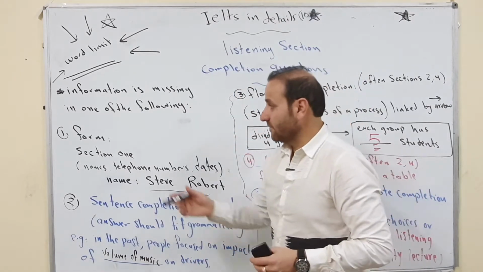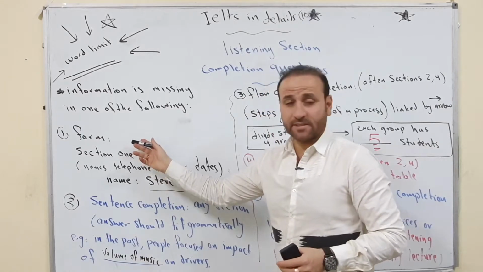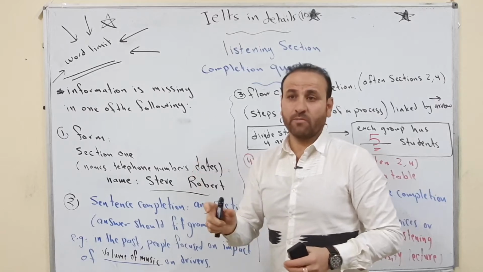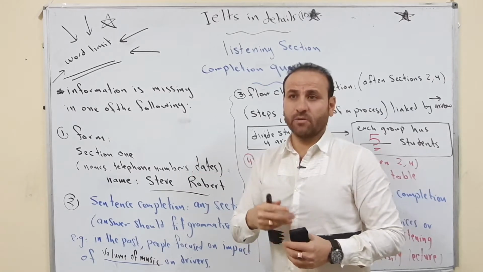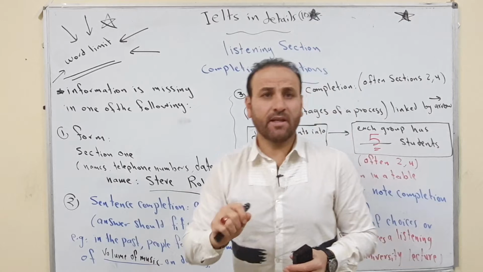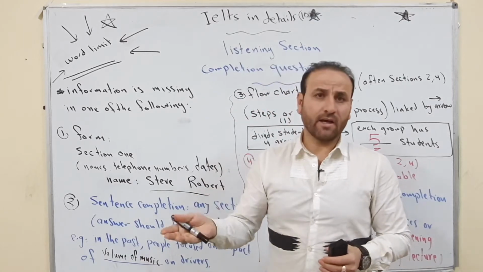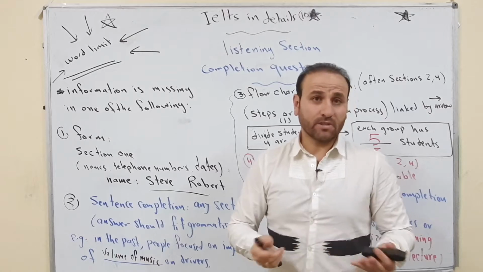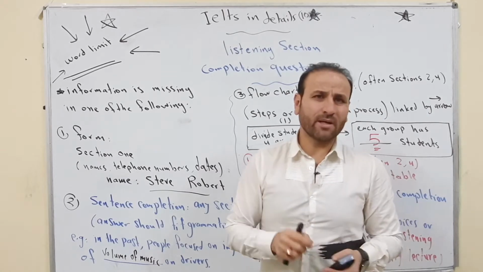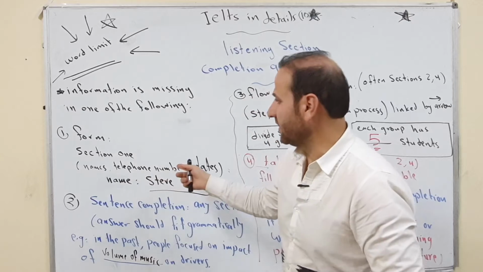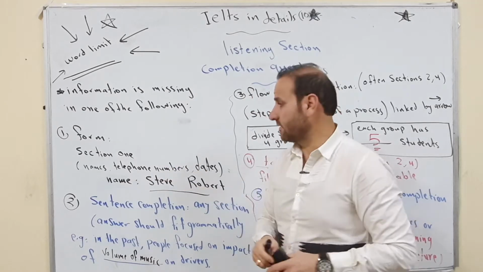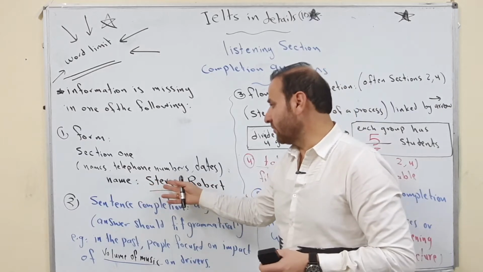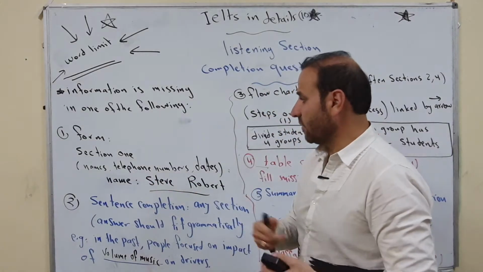So the first thing is form. It comes as a form. We have to complete the form, like when we want to fill a form for a club, or I want to rent a house or something like this. It usually comes in section 1. Yes. In this form we need to write names, telephone numbers, dates, بعض التواريخ.